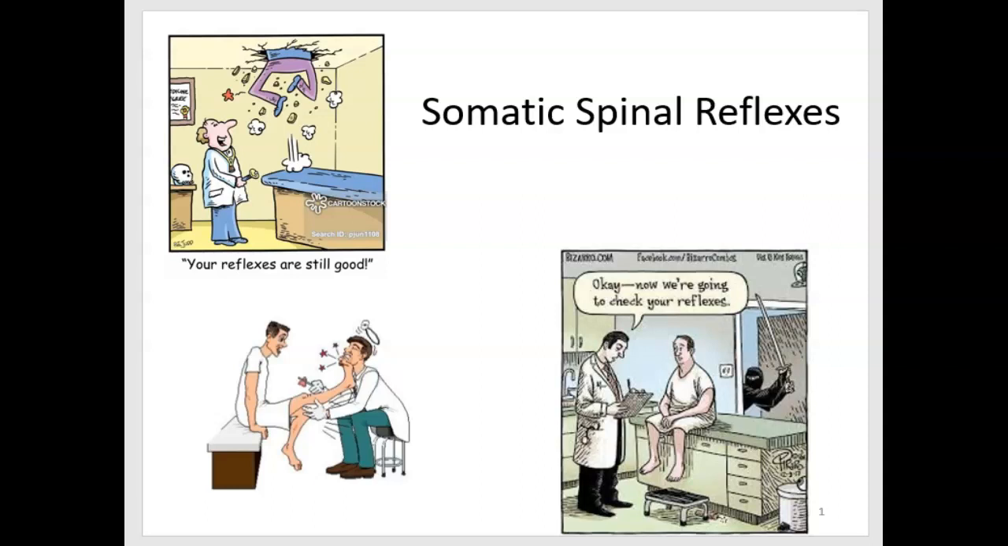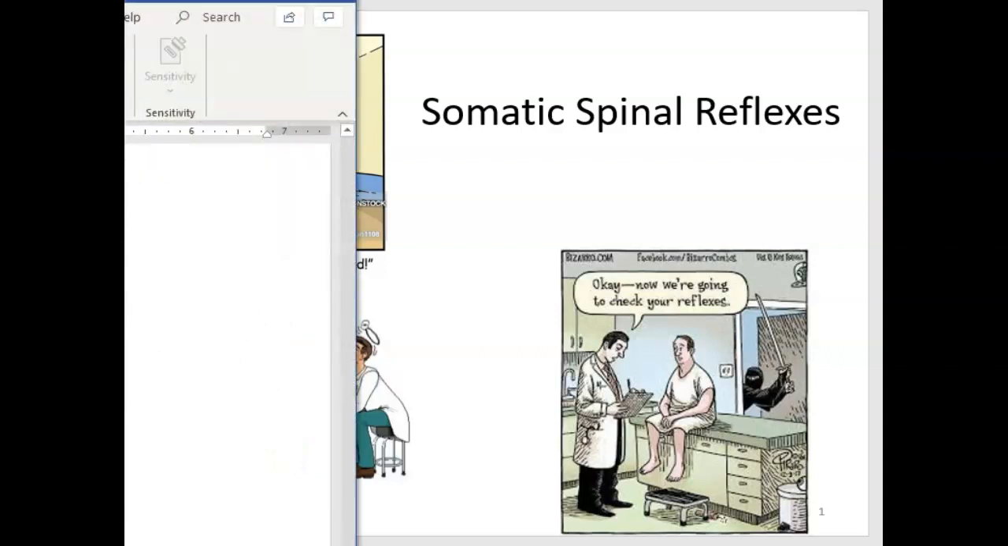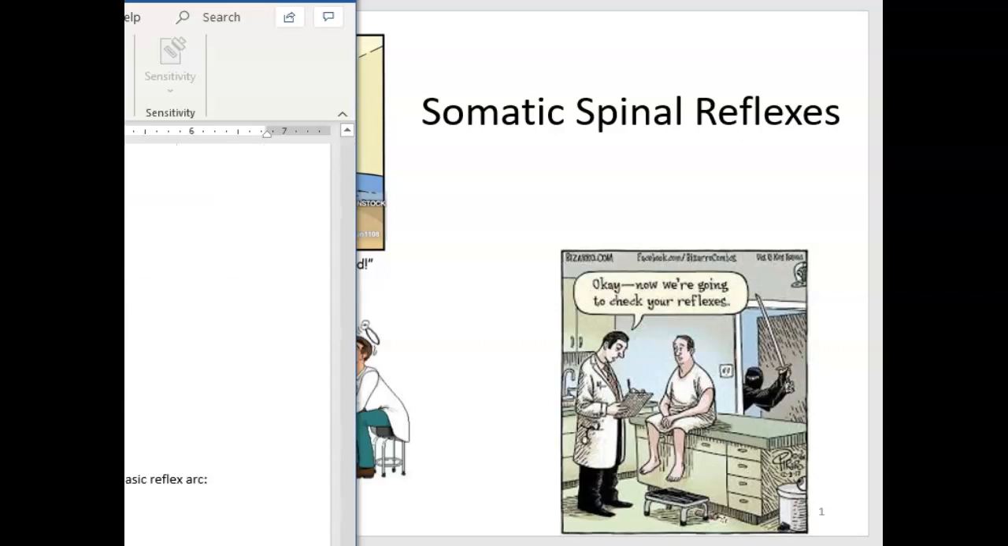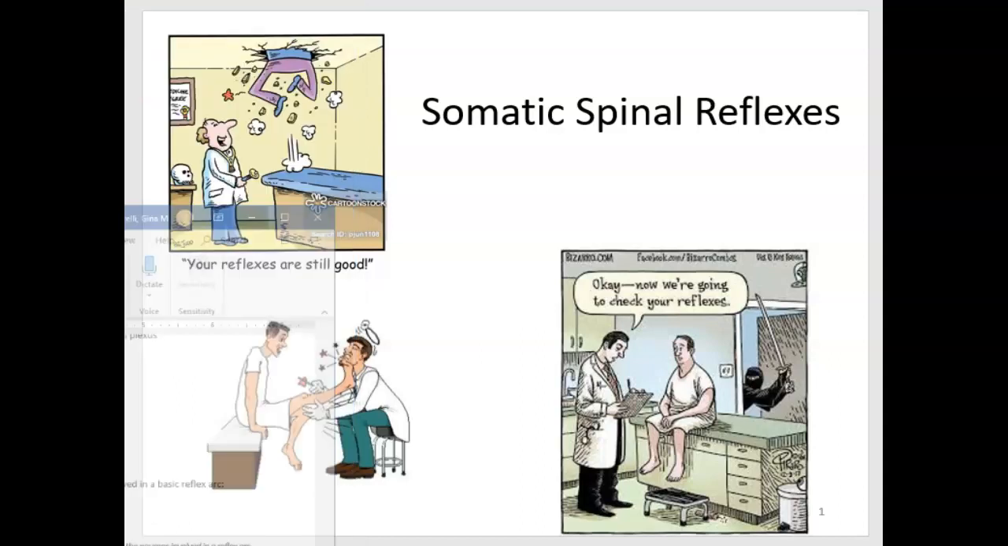Hello, this is Gina Piscatelli with a lecture for Anatomy and Physiology 1 on somatic spinal reflexes. And this relates to one of your study questions in lecture unit 3.